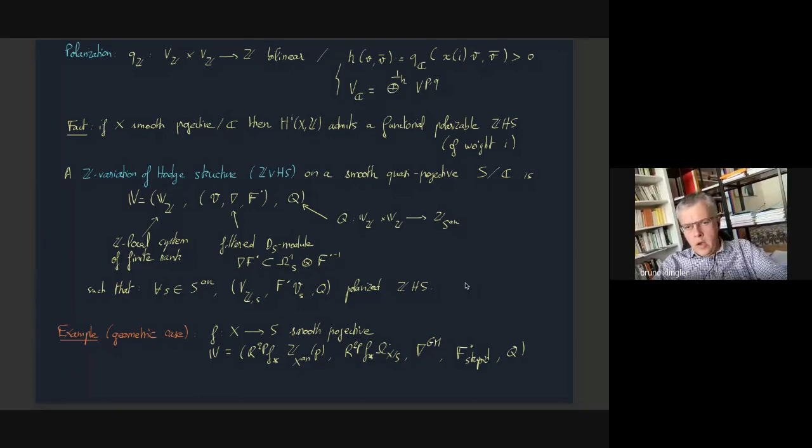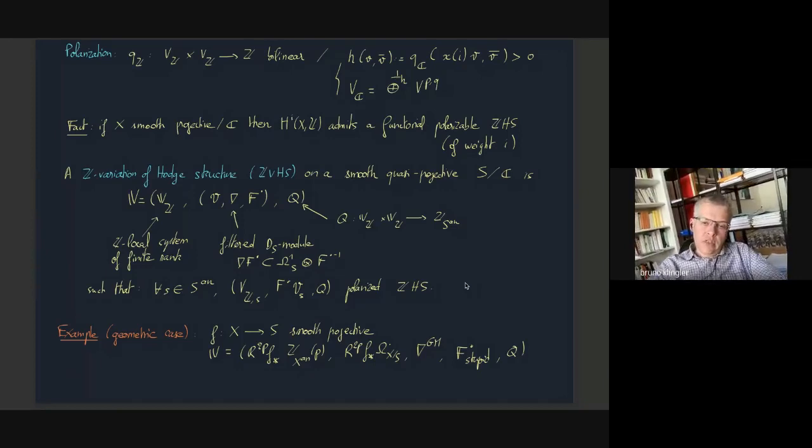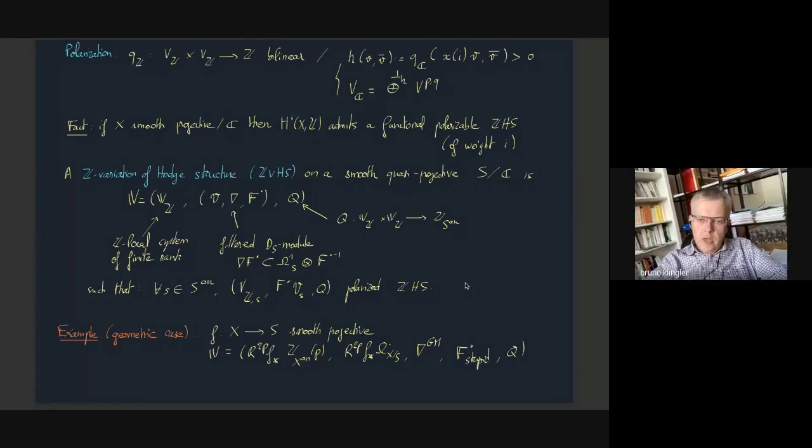And your filtered D-module will be, well, the holomorphic bundle, which is in fact algebraic, will be this R^{2p} f_* of the relative de Rham complex, endowed with the Gauss-Manin connection. And the Hodge filtration on this R^{2p} f_* will come from the stupid filtration on Omega_{X/S}.